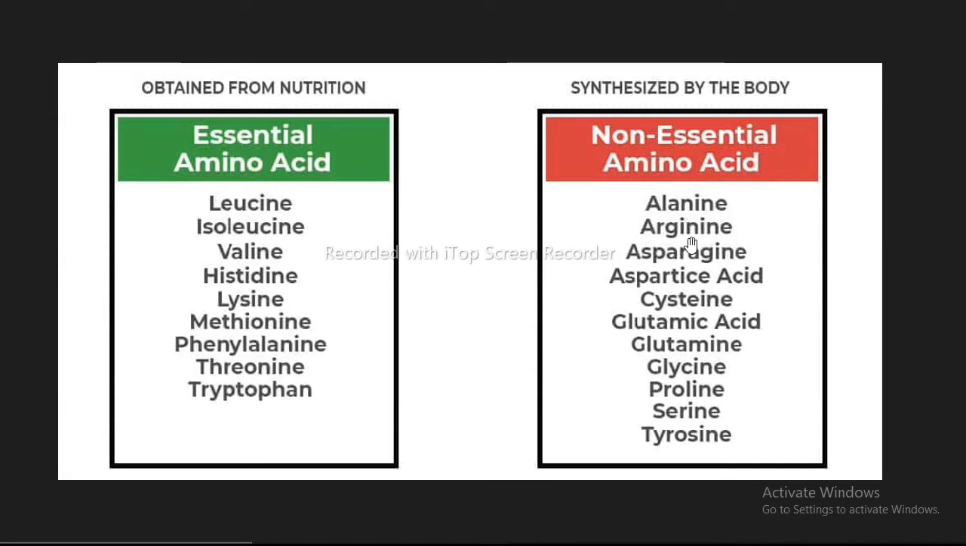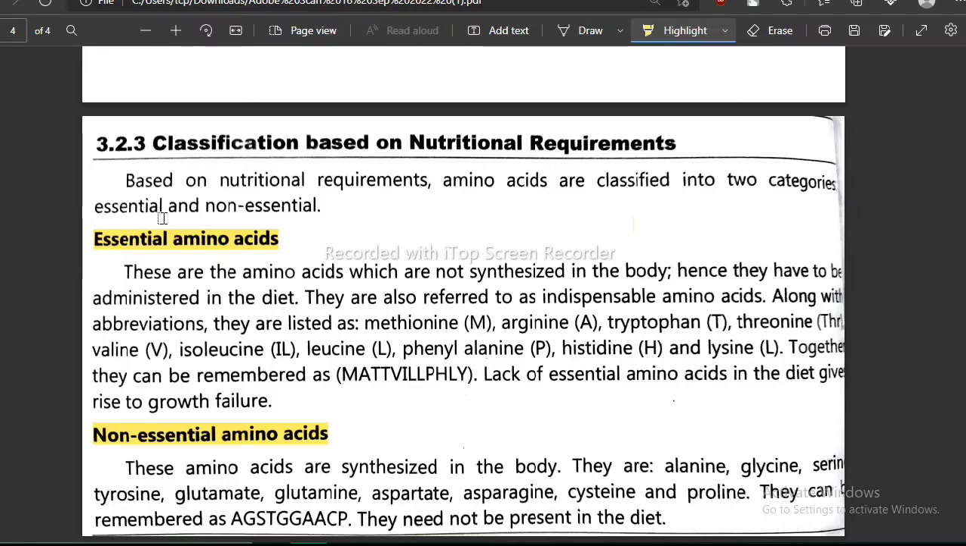So the very first is alanine, arginine, asparagine, aspartic acid, cysteine, glutamic acid, glutamine, glycine, proline, serine and tyrosine. These are the examples of non-essential amino acids. Let's see, if you want to write, you can write this also. That was for the basic understanding. So these are the amino acids which are not synthesized in the body, and these are the examples which I have given you before also.